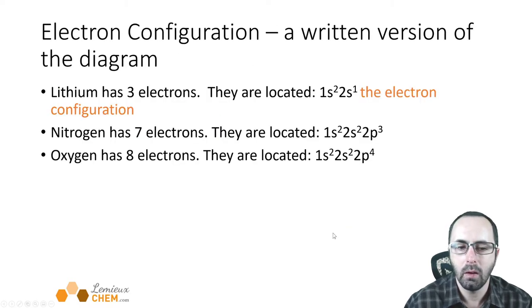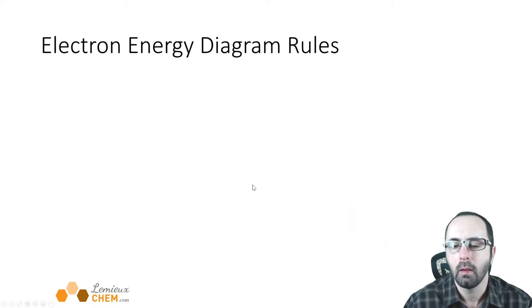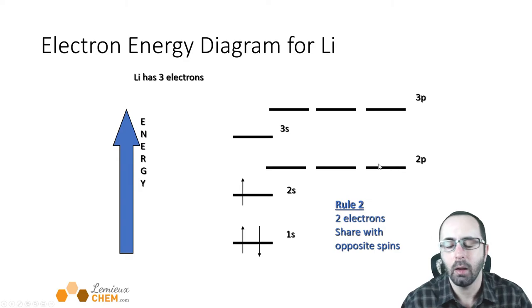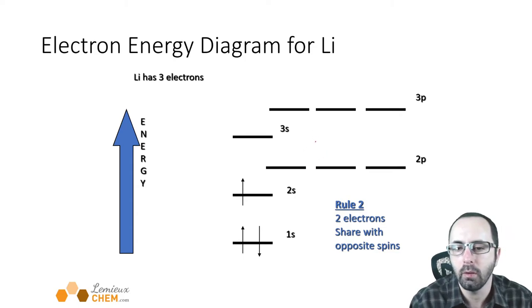So lithium here has, as we saw, 3 electrons. Now, let's go back to lithium, nitrogen, oxygen here. And we want to describe what we have in this diagram, but we want to describe it in a way that's shorter. So the way that is shorter that we can do this instead is with an electron configuration.